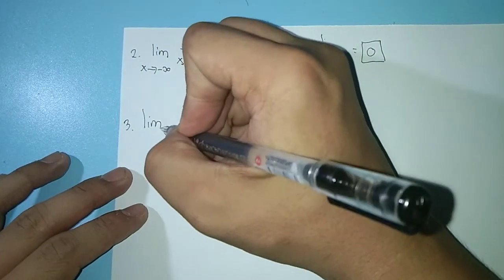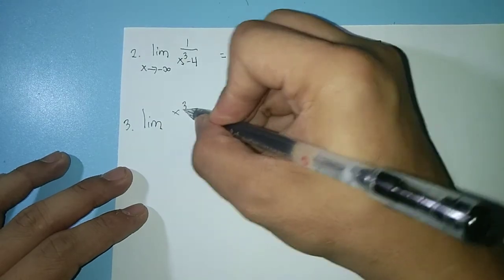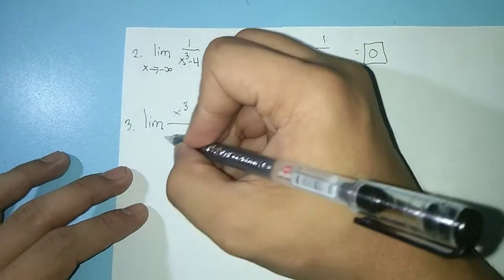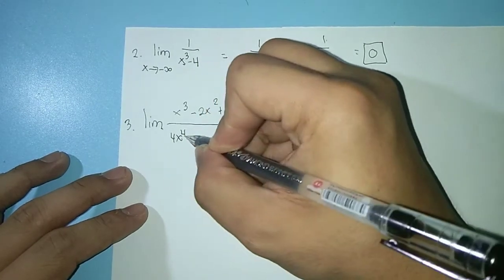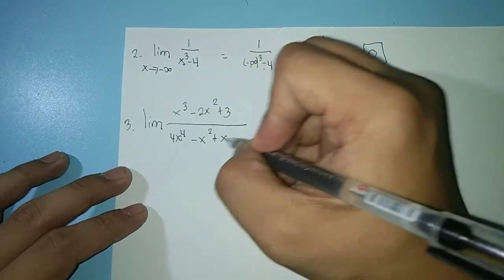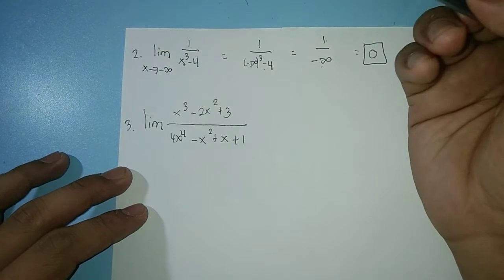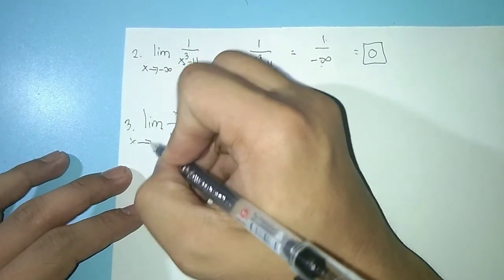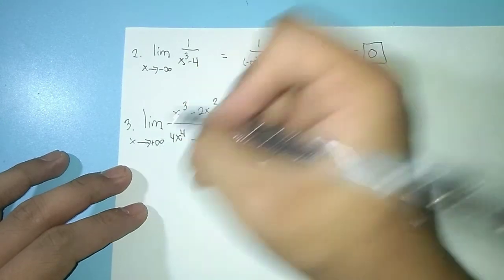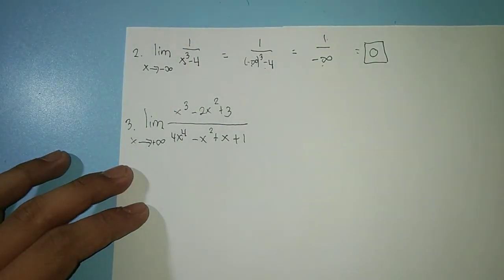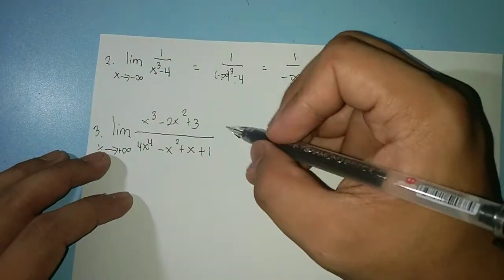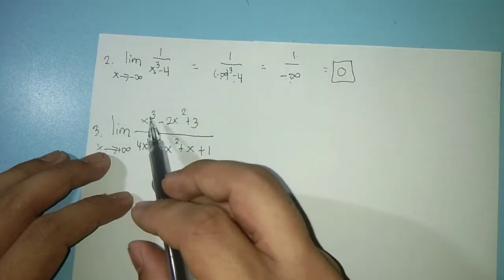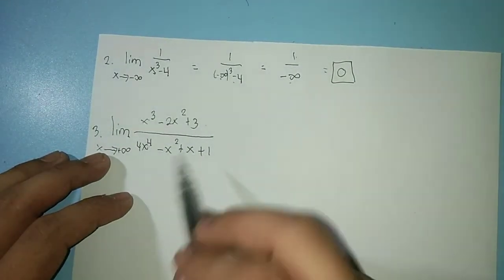So kunin natin yung limit ng x cubed minus 2x squared plus 3 over 4x raised to 4 minus x squared plus x minus 1 plus 1. Okay? As x approaches positive infinity. Okay. So, gawin natin, tignan natin yung may pinakamalaking exponent, x raised to 4. So, di-divide natin bawat isa niyan by x raised to 4.